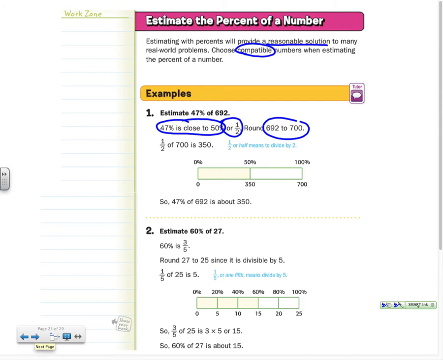So now these two numbers are compatible. 1/2 of 700 is 350. And remember, 1/2 or half means to divide by 2. So our bar diagram would show below here, this is 700. Halfway is 350. And my percents would be 0%, 50%, and 100%. So 47% of 692 is about 350. Let's take a look at the next example.